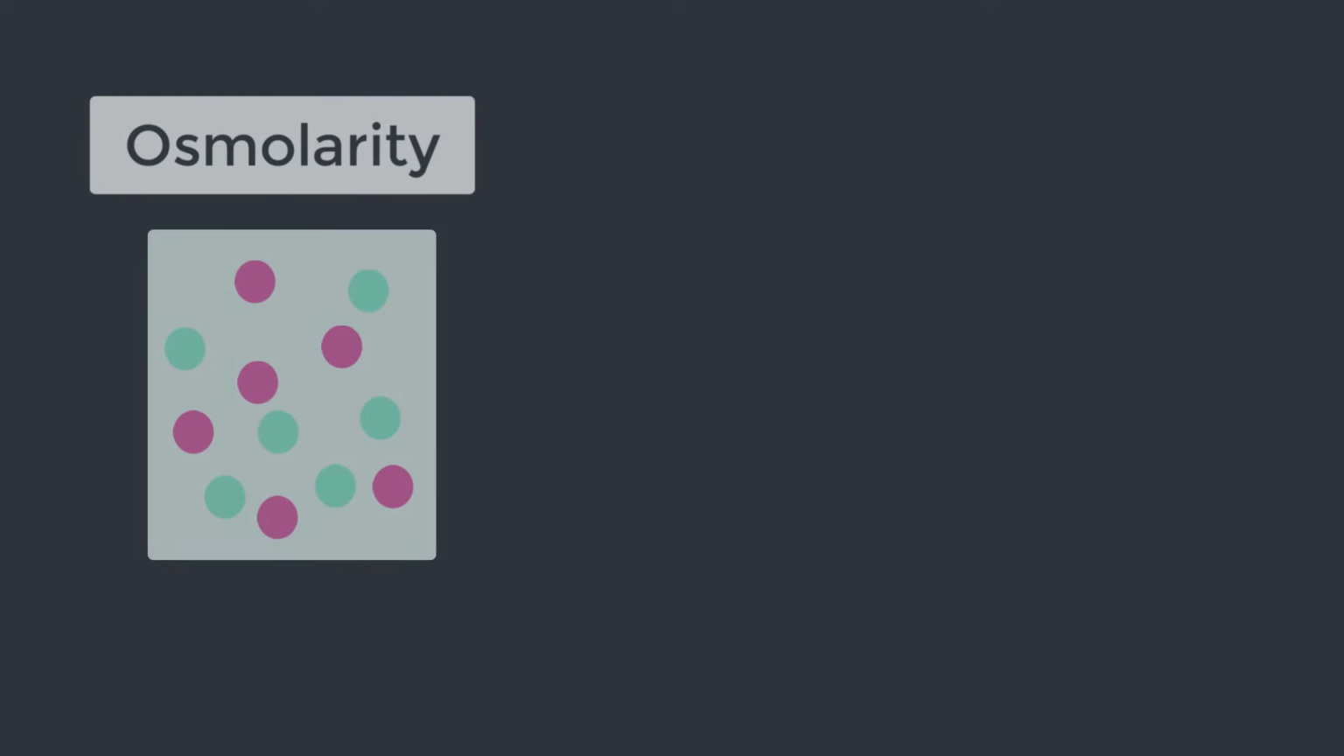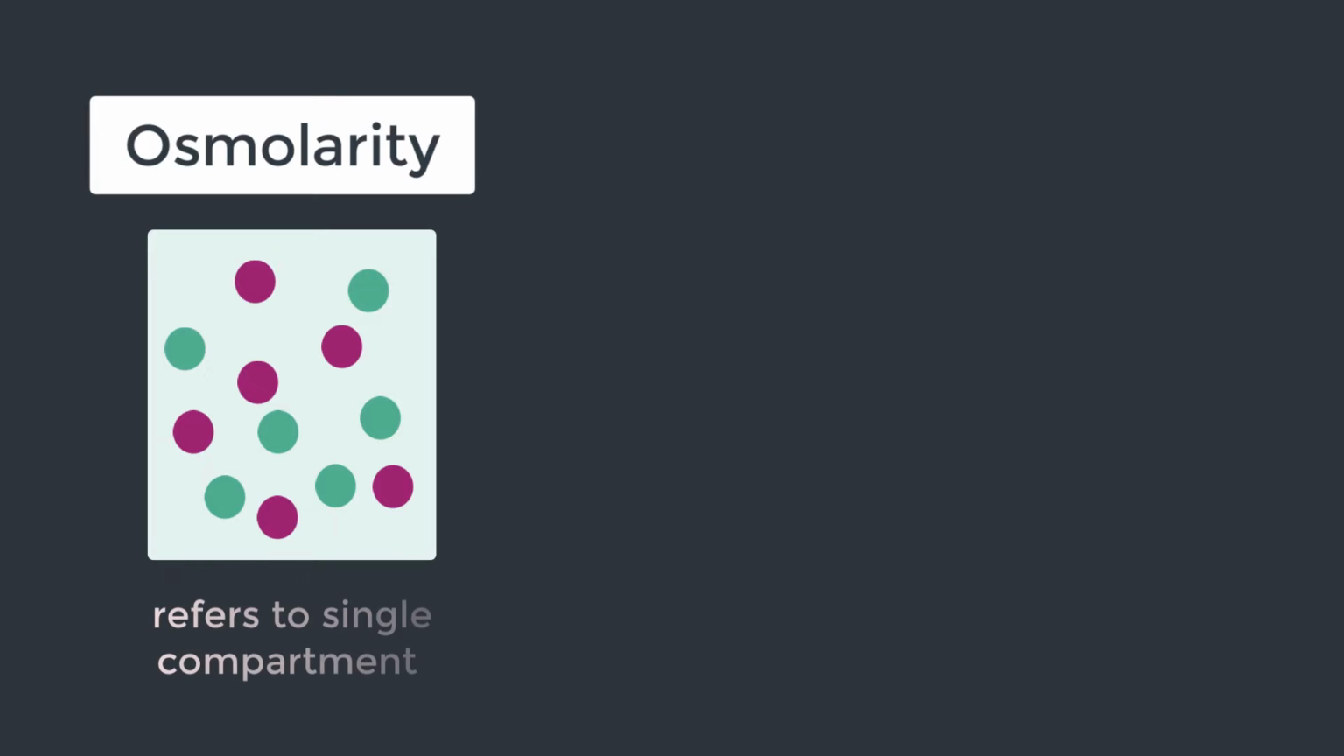Everything we just said about osmolarity refers to a single container, a beaker, a cell, a compartment. When we talk about osmolarity, we're talking about a particular space, one particular compartment. So when we use this term in medicine, we might talk about plasma osmolarity or urine osmolality. We're talking about one solution, one particular space.